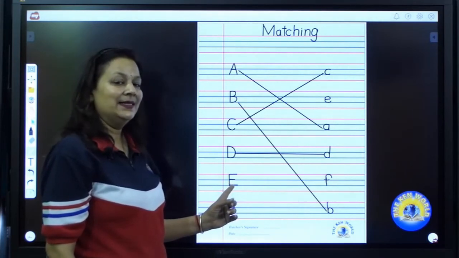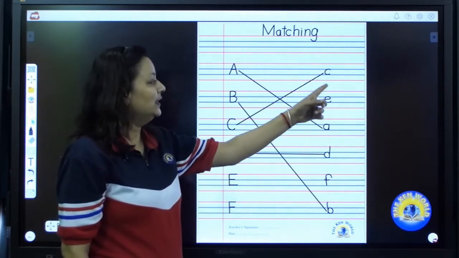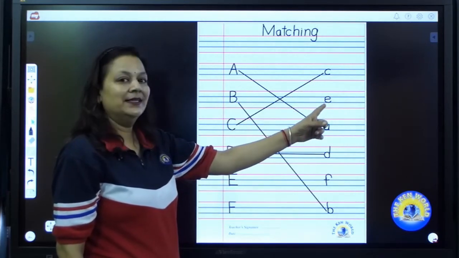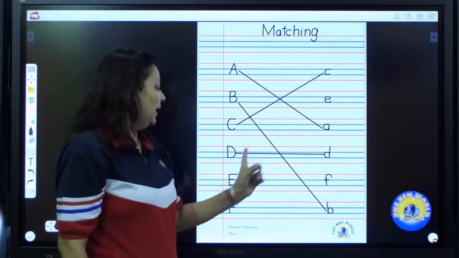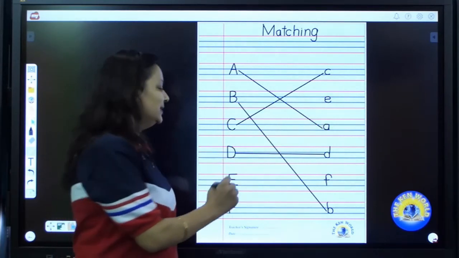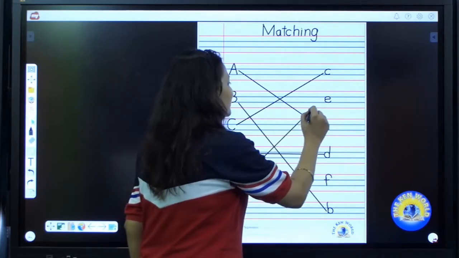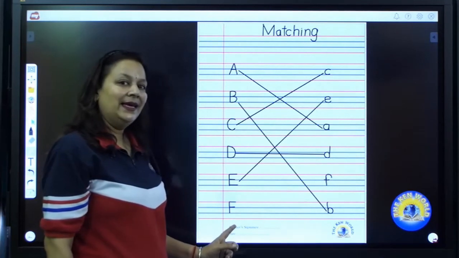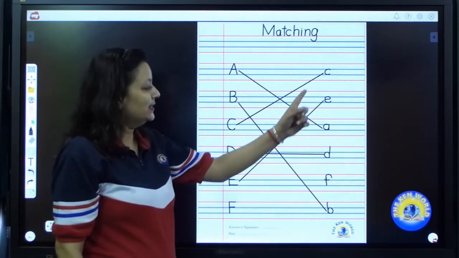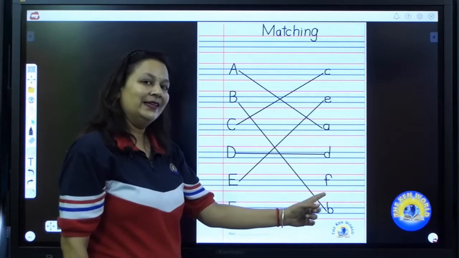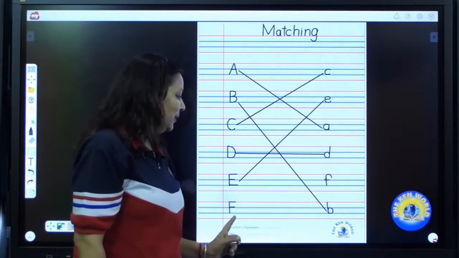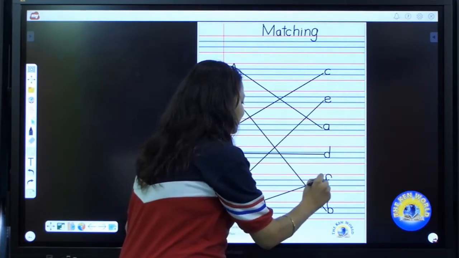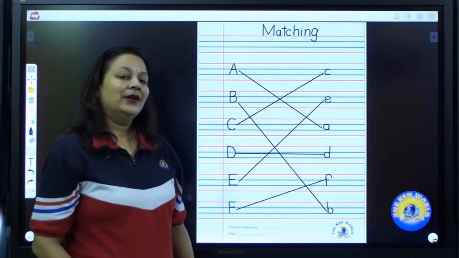E. Uppercase E. We have to match it with lowercase e. Where it is? Here it is. So we will match uppercase E with the lowercase e. Now this is uppercase F. Which letter is left here? Only lowercase f. So we will match uppercase F with the lowercase f. Now it's your turn.